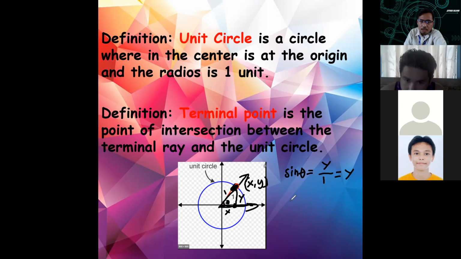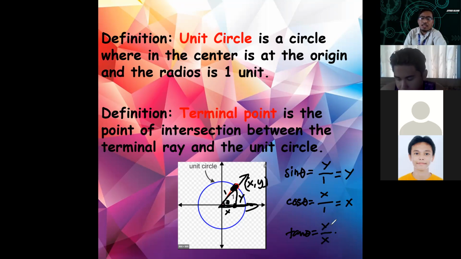And the same thing for cosine of your theta. The cosine is just the adjacent all over the hypotenuse. The adjacent is x and the hypotenuse is 1. So it means whatever is your x, automatically that is the cosine of your theta. Okay? And for your tangent, the tangent of your theta is just equal to your opposite all over the adjacent. And the opposite is y and the adjacent is x. Okay? And that is now your tangent.